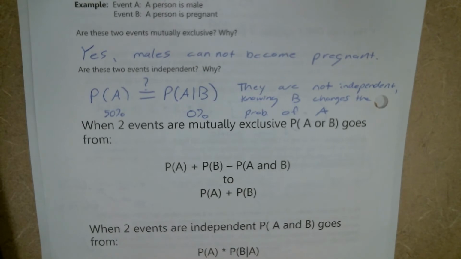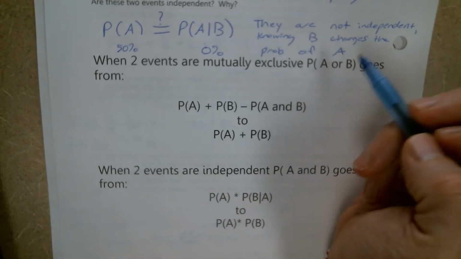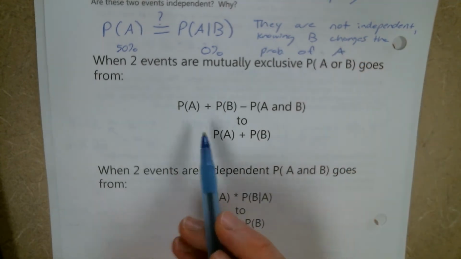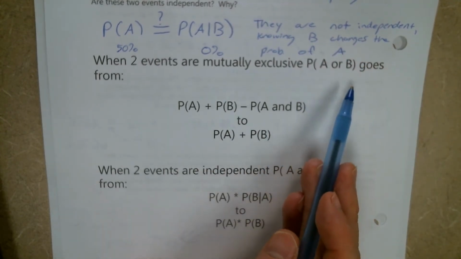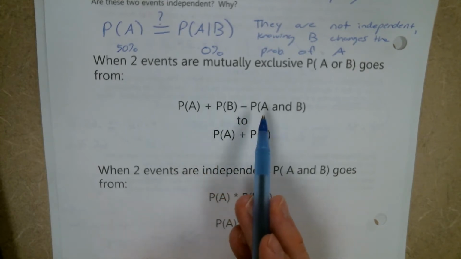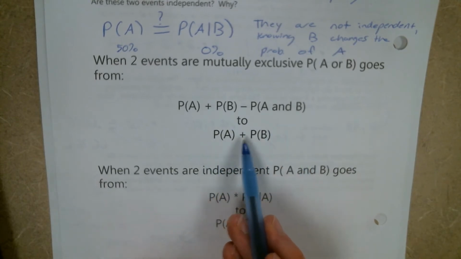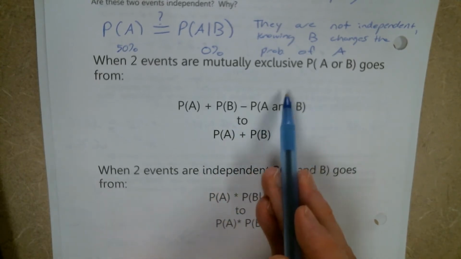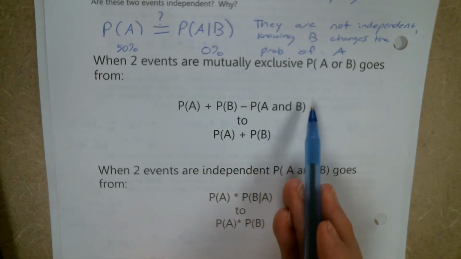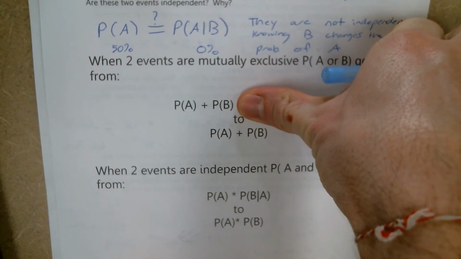I get why they're confusing, because we've been dealing with all these different formulas, but here's how it breaks down. When two events are mutually exclusive, this is our OR situation. The probability of A or B goes from P of A plus P of B minus P of A and B, where we subtract out the double counting, to just the probability of A plus the probability of B. There is no double counting when events are mutually exclusive because there's no overlap, so we get to get rid of this part right here.